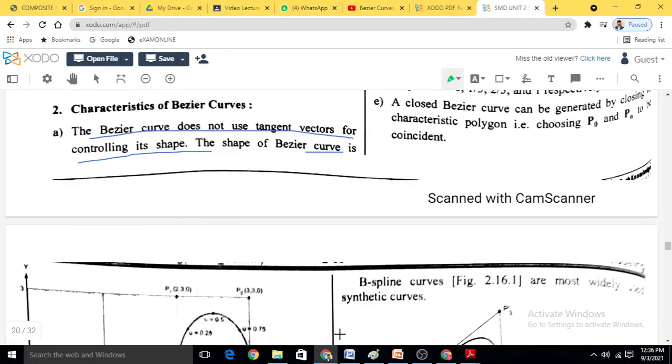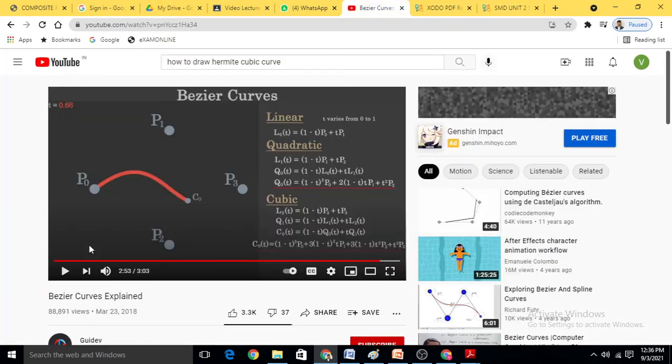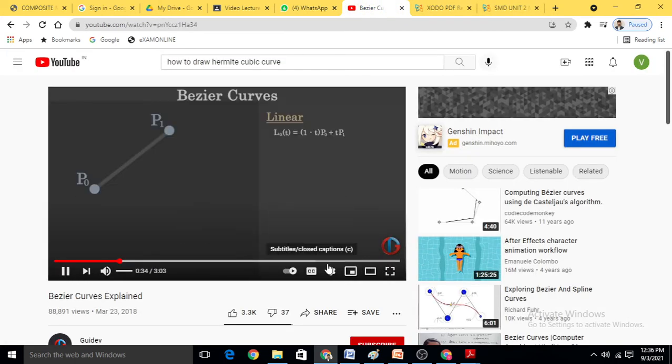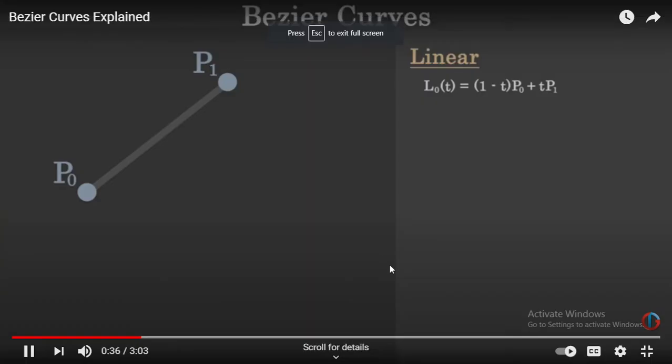We will see one video related to this, so we will get a total idea about it. With two points, P0 and P1, this is equivalent to a linear interpolation, where t varies from 0 to 1. This function simply means that the influence of each point depends on t. If we join the points by a straight line, then for t equal to 0 we will get P0, and for t equal to 1 we will get P1.